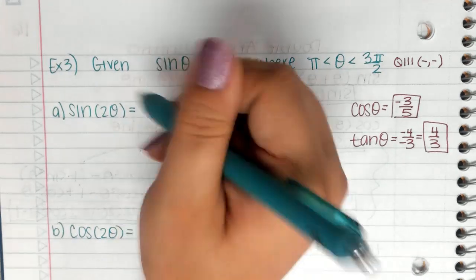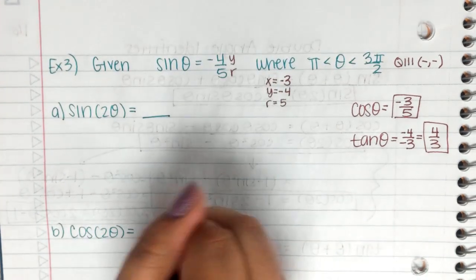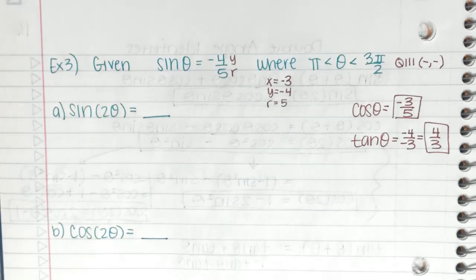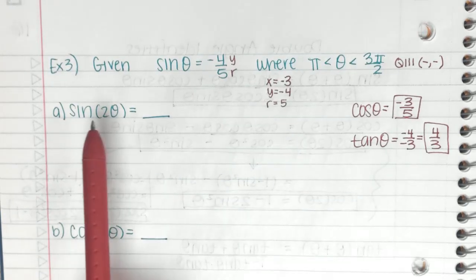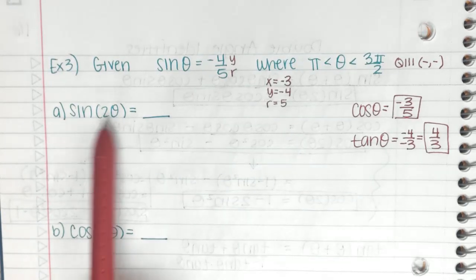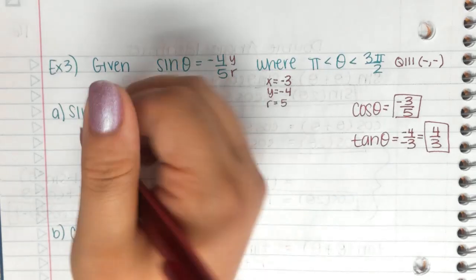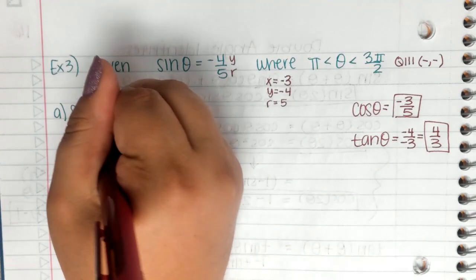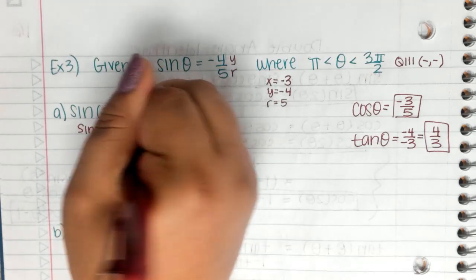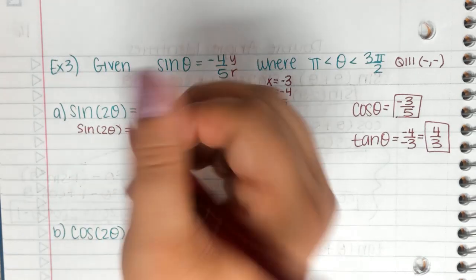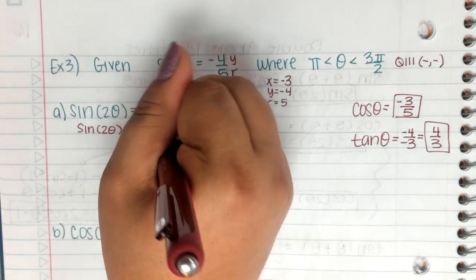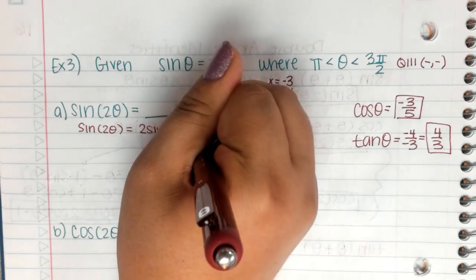First thing we need to do, and I'm going to put lines over here because I want your final answer kind of right there. First thing we need to do is write our identity. So what is the sine of 2 theta equal? If you need to flip over to the front, the sine of 2 theta equals 2 sine of theta cosine theta.